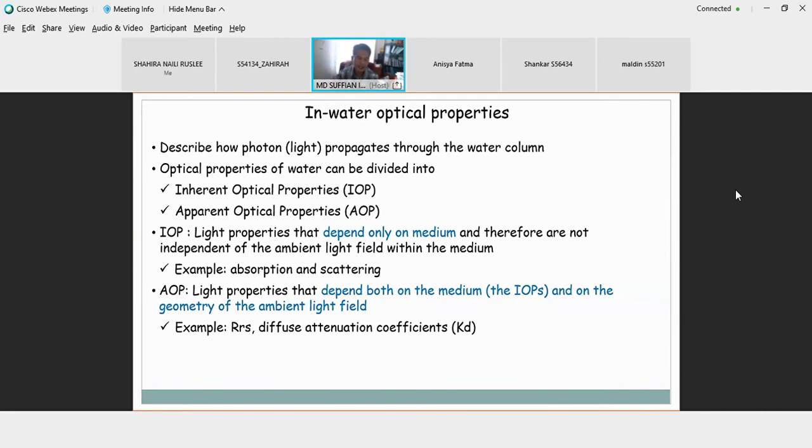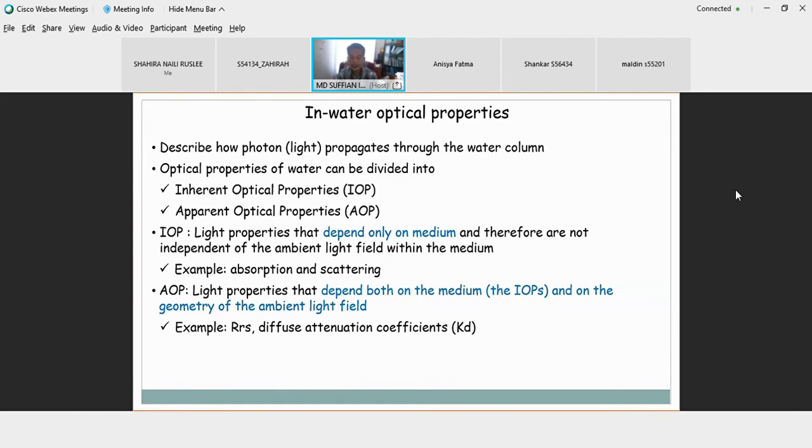Daripada arah mana dia datang, daripada bawah ke atas ke kiri kanan ke, dia tak dikira lah, dia tak bergantung kepada the geometry of light field. Dia cuma bergantung kepada jenis partikel sahaja. Sama ada dari size particle, sama ada dari shape, bentuk, phytoplankton, algal, non-algal, and so on. Dia cuma bergantung kepada medium.